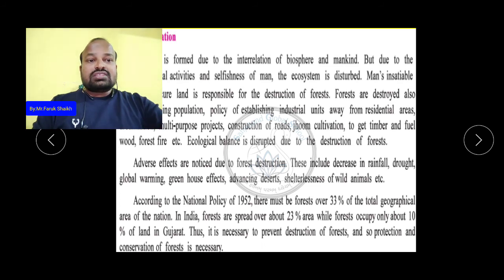Thus, it is necessary to prevent destruction of forest, and so protection and conservation of forest is necessary. And that is why it is very important for us to conserve and to prevent the destruction of the forest, to balance the environment.